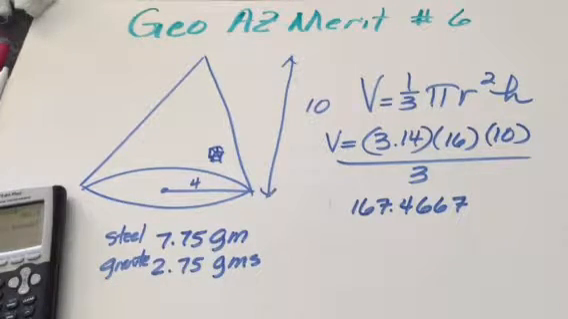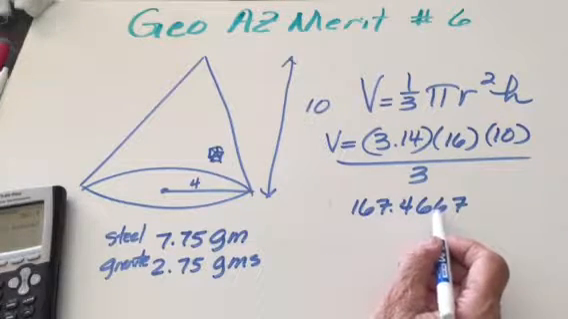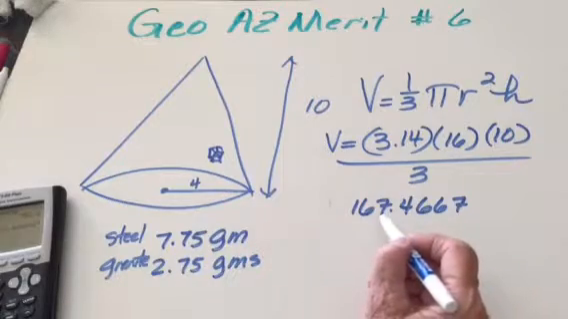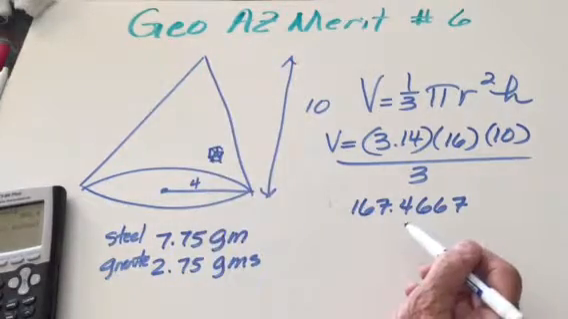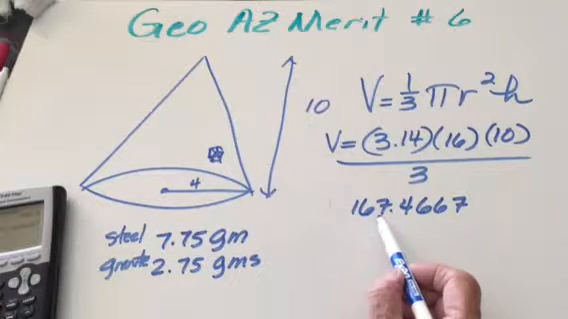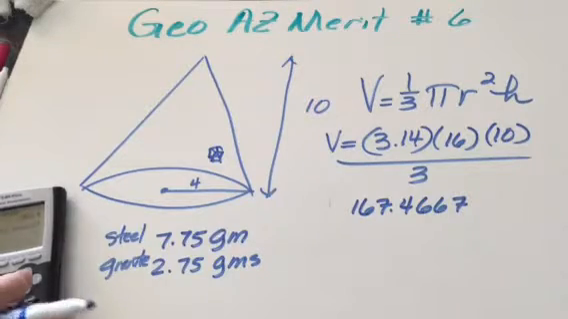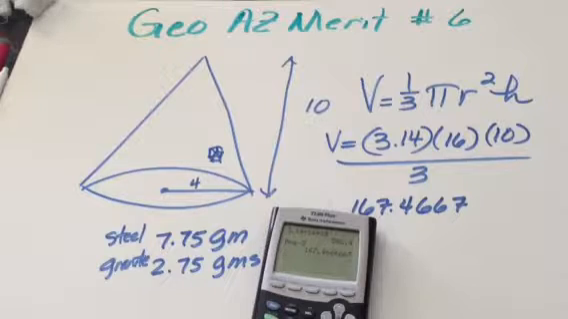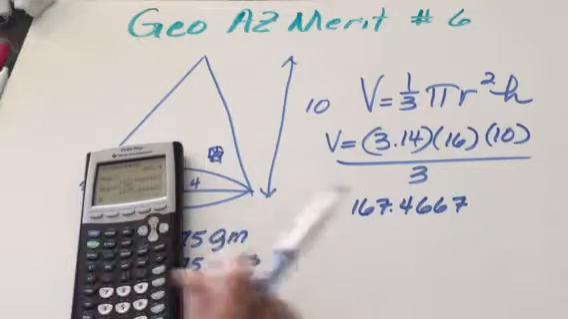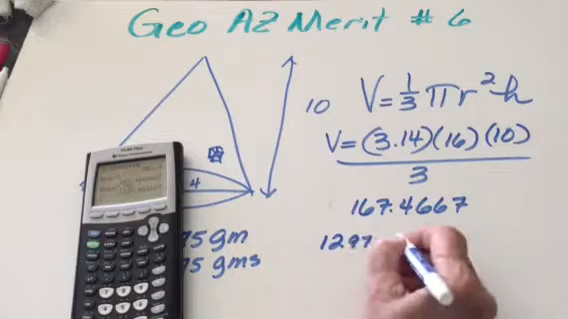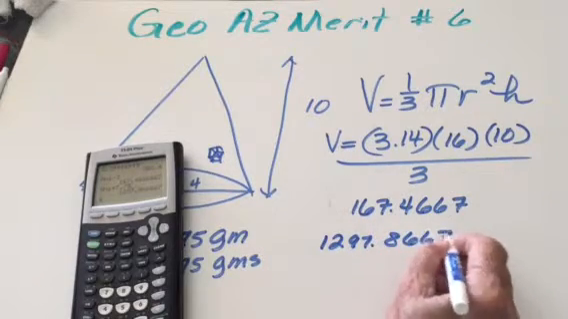Okay? Now, if I have 167 and they each weigh this much, how will I find out how much the whole cone weighs? What will I have to do? Well, I can add that 167 times, or I can just multiply. So I'm going to multiply once. I've already got my 167 in there. So I'm going to go times 7.75 equals, and I'm going to say that's 1297.8667. I'll round it off just like that.